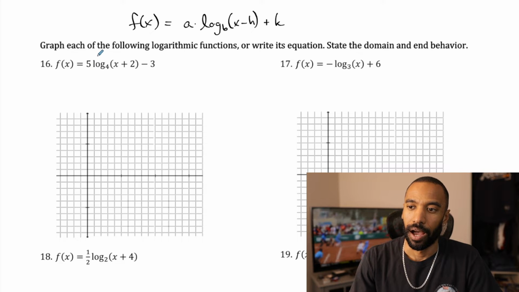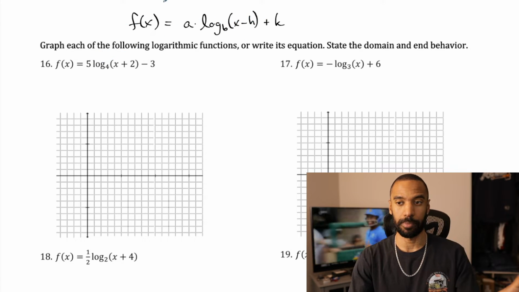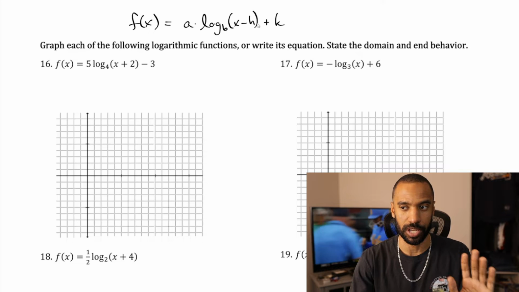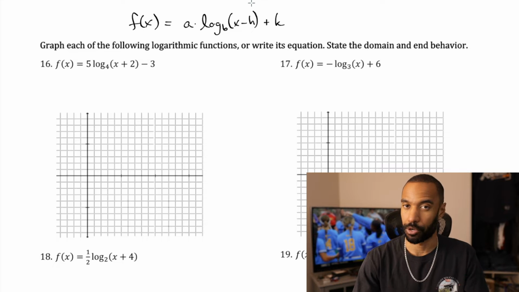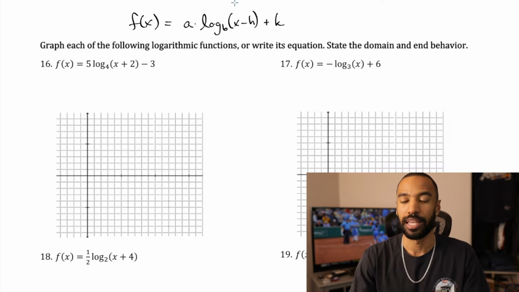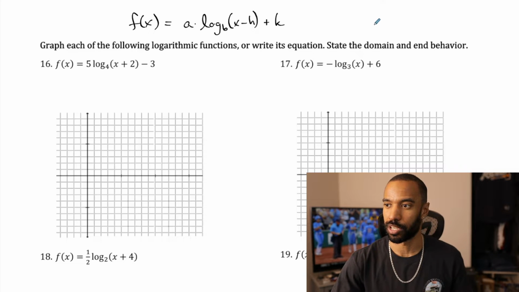So here we go. What I want to start with is the horizontal translation thing. Now, the first thing I want to mention with logs is they are indeed inverses of exponential functions. Exponential functions have horizontal asymptotes. Logarithmic functions have vertical asymptotes. That's because you have a domain restriction. If you understand the idea, I've got to write some other stuff out.